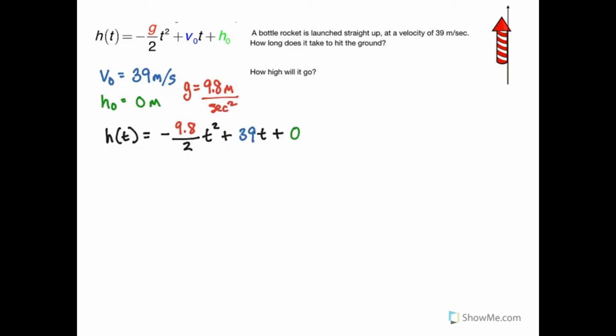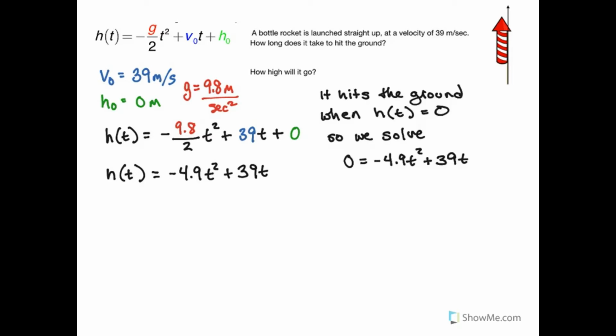That gives us an equation for the height as a function of the time in seconds, negative 9.8 over 2 t squared plus 39t plus 0. When I simplify, I have h of t equal to negative 4.9 t squared plus 39t. Now the first question is, how long does it take to hit the ground? So that means I want to know when the height is 0. So we're going to solve 0 equals negative 4.9 t squared plus 39t.